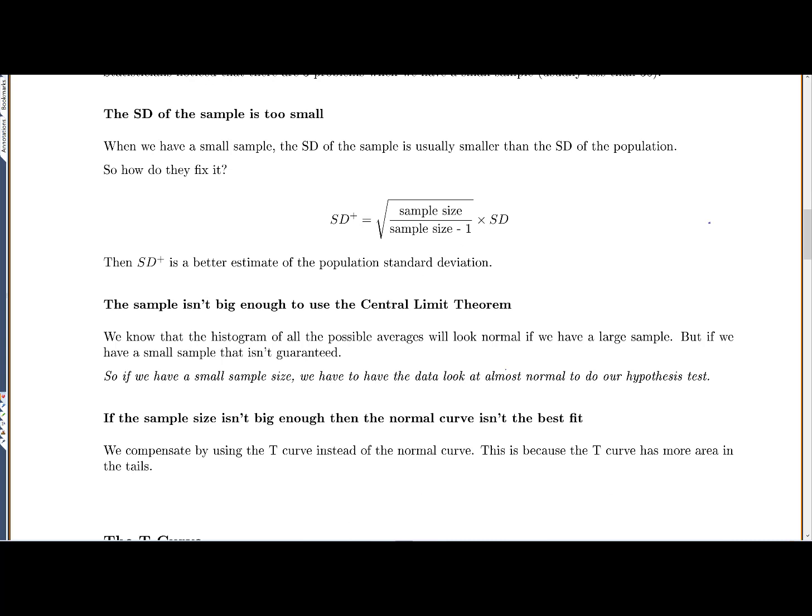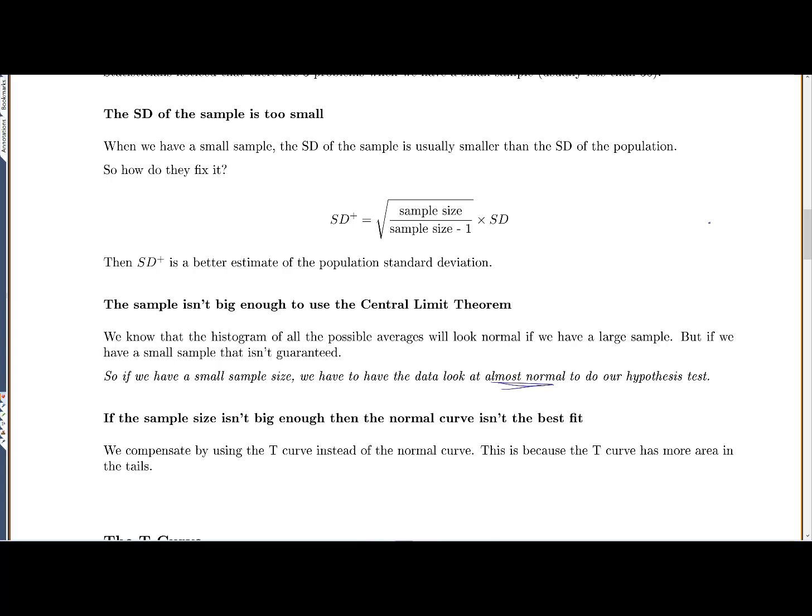Our second problem is that our sample isn't big enough to use the central limit theorem. So we know that the histogram of all the possible averages will look normal if we have a large sample. But if we have a small sample, that's just not guaranteed. So if we have a small sample size, we have to have the data look at least almost normal to do our hypothesis test. It still works pretty well as long as it's almost normal. It doesn't have to be exactly normal, but it does need to be at least almost normal.